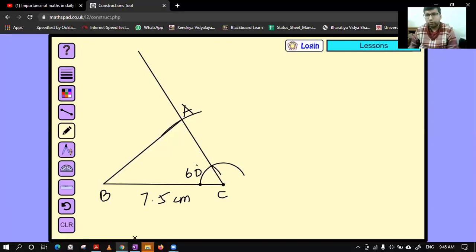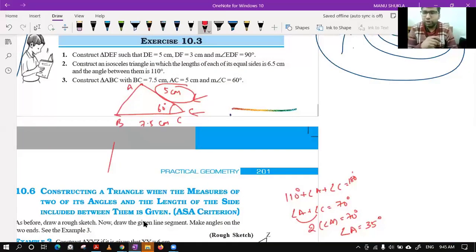I hope this is clear to everyone. And this was the last question of the coming syllabus for PT2. Okay. 10.4 and 5 we will discuss, but after a test tomorrow.